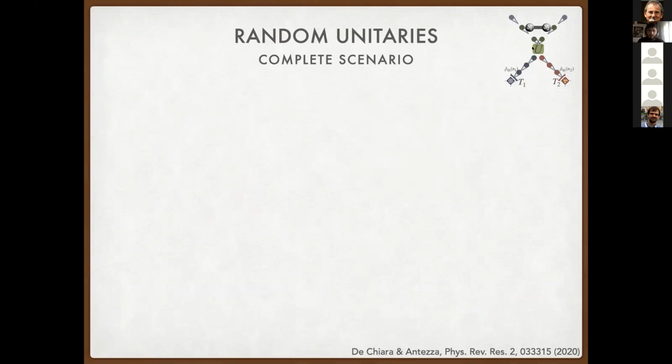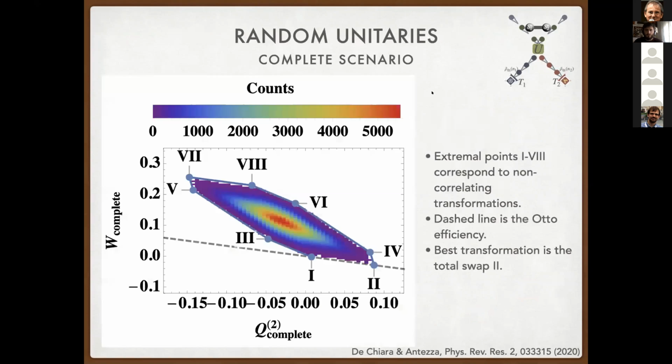And now you're going to see a fancy histogram of the work and the heat for all these unitary operations. I think this is something like 10 million unitaries. You see the distribution is broad, but is limited by extremal points, 8 extremal points 1 to 8, that form a nice octagon. And these extremal points 1 to 8 correspond to non-correlating transformations.